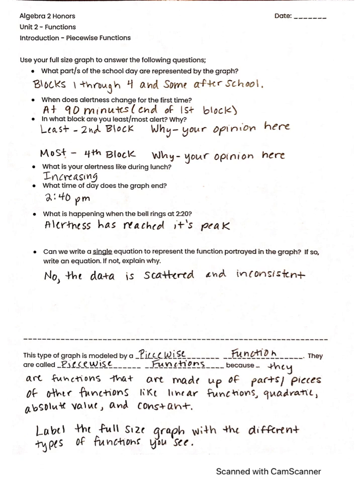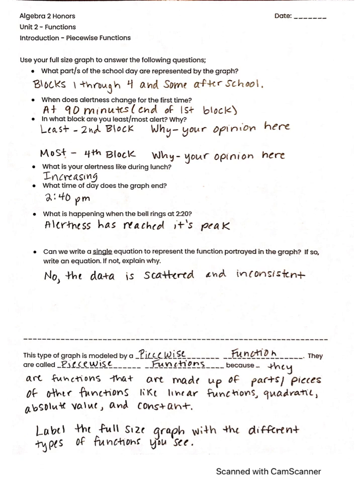What time of day does the graph end? 2:40. It doesn't end at 2:20 because it shows a little bit of after school time. What is happening when the bell rings at 2:20? Well, the alertness has reached its peak. That's where it levels out at the end.